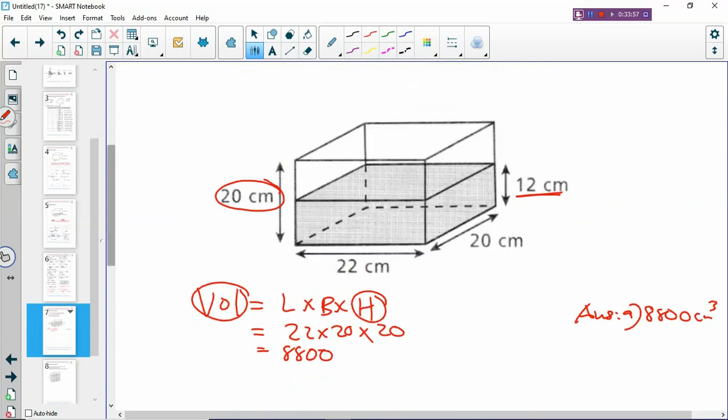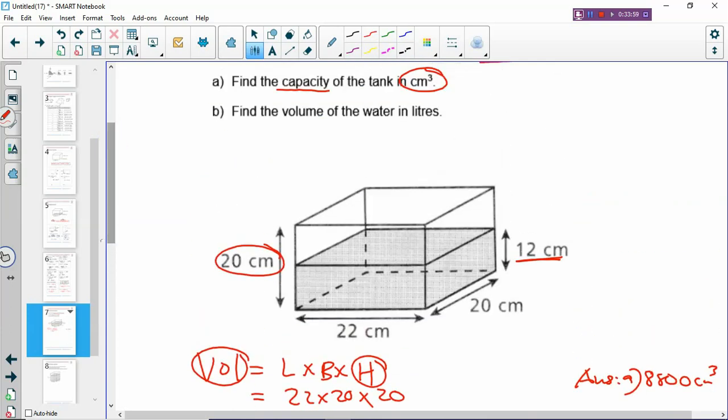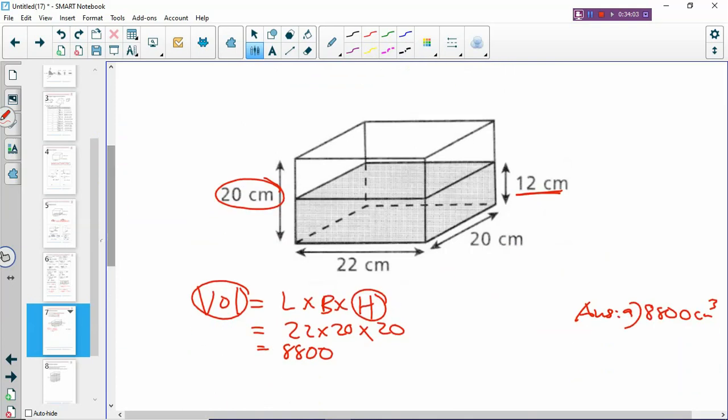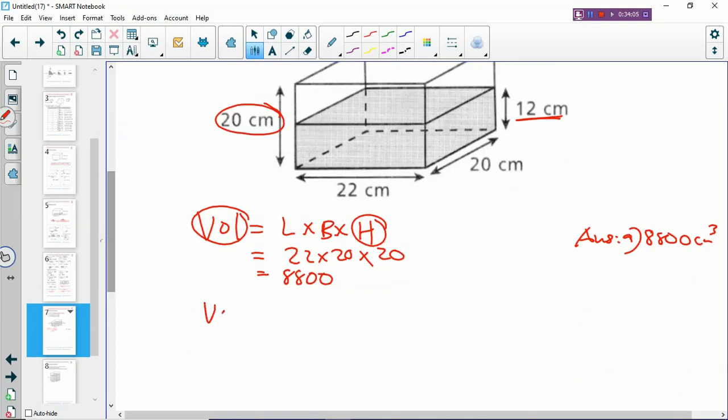Alright, how do you find the volume of the water in liters? Alright, to find the volume of the water, then you need to go back to your formula again. Volume is equal to length times breadth times height. And if you are finding the volume of the water, make sure that the height is referring to the water as well. Alright, so the volume and the height must refer to the same thing.